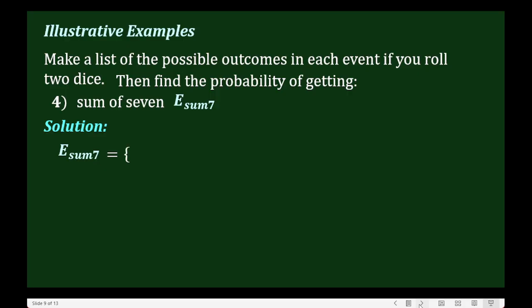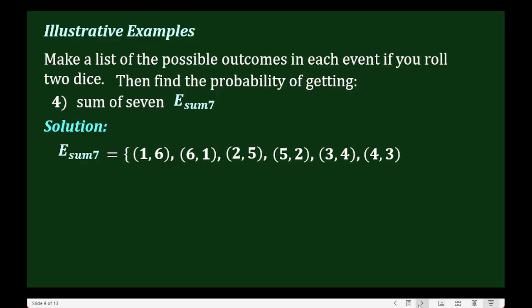Out of 36 possible outcomes, we have this one. We have 1, 6, 1 dot, 6 dots, or we consider the other way around, 6 dots and 1 dot. Another combination for the sum of 7 is 2, 5, 5, 2, or possibly we have 3, 4, and 4, 3. So all in all, there are 6 possible elements from this event whose sum is 7.